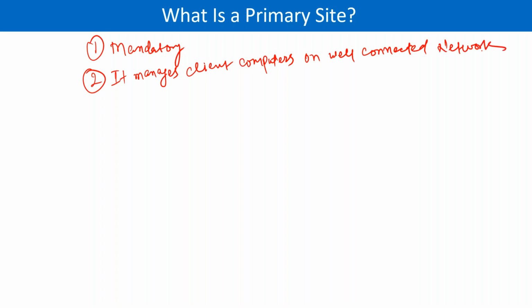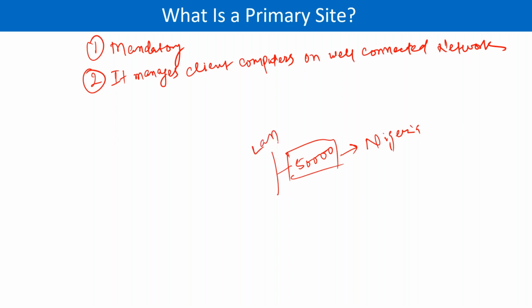It manages computers on a well-connected network. For example, you have a Nigeria office, right? In Nigeria, you have 50,000 devices. All these 50,000 devices are connected to a LAN network.